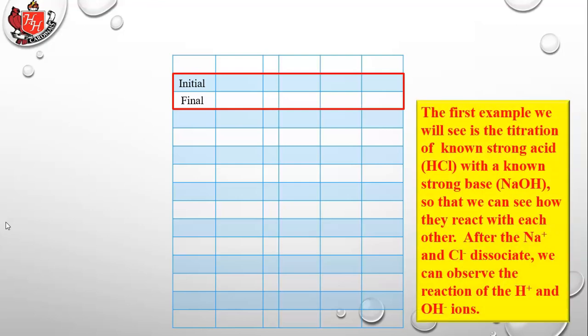Okay, so we're going to put a table together. What we're going to do is take two very common strong acids and bases, sodium hydroxide and hydrochloric acid. So the first example we will see is the titration of a known strong acid, hydrochloric acid, with a known strong base, sodium hydroxide, so that we can see how they react with each other. After the Na, the sodium, and the Cl, the chloride, dissociate, we can observe the reaction of the H+, the hydronium ions, and the hydroxide ions. That's really what we're interested in. The chloride and the sodium just become spectator ions.